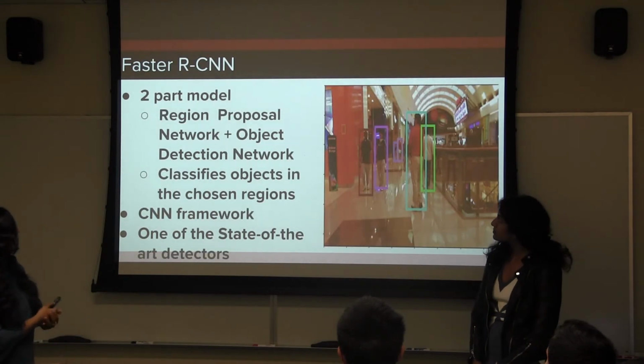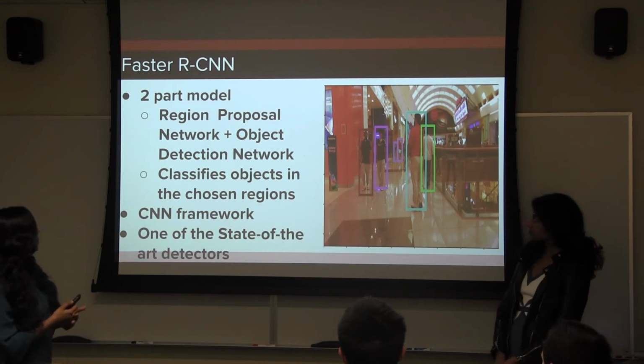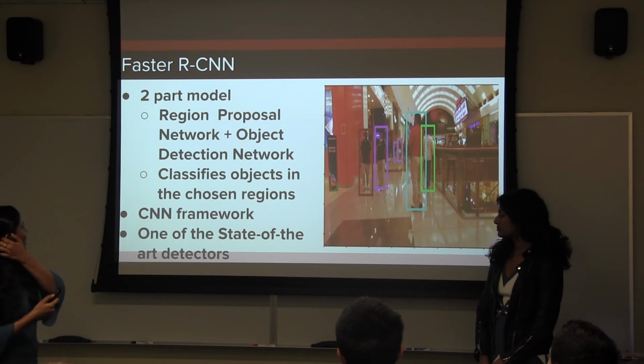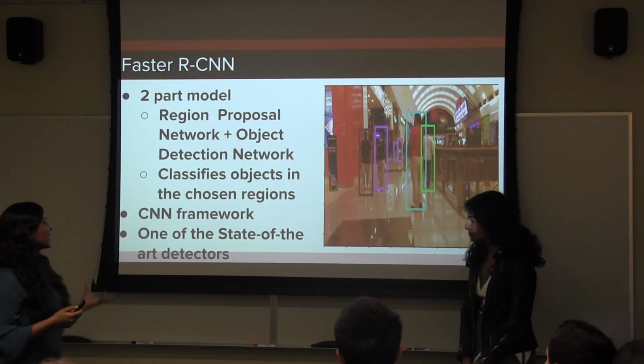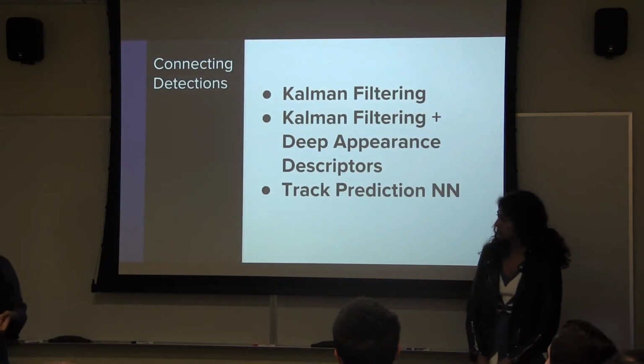Now, the third one and the best model so far for our detectors was the FRCNN. It's a 2-part model which has a region proposal network and an object detection network. It classifies objects based on the chosen regions. It's one of the state-of-the-art detectors. It's a CNN framework that seemed to give really good results.